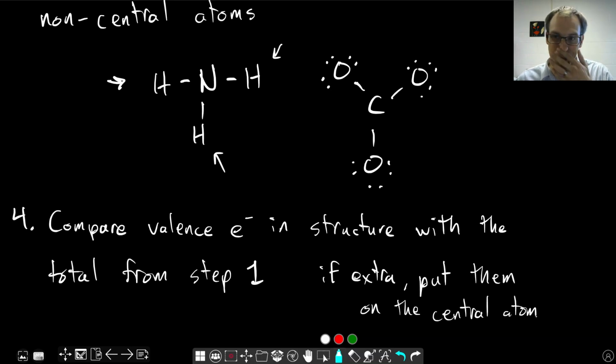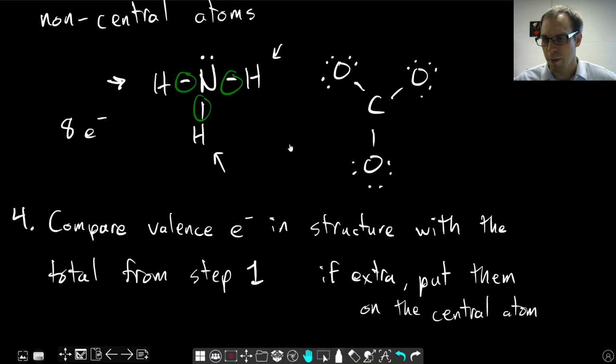Okay, let's look at our examples here. Ammonia, if we go back up above, had a total of 8 valence electrons. We've added 2 electrons here, 2 electrons here, 2 electrons here. That's a total of 6 electrons, so we'll add our last 2 electrons to the nitrogen. All right, so now we have the correct number of electrons.